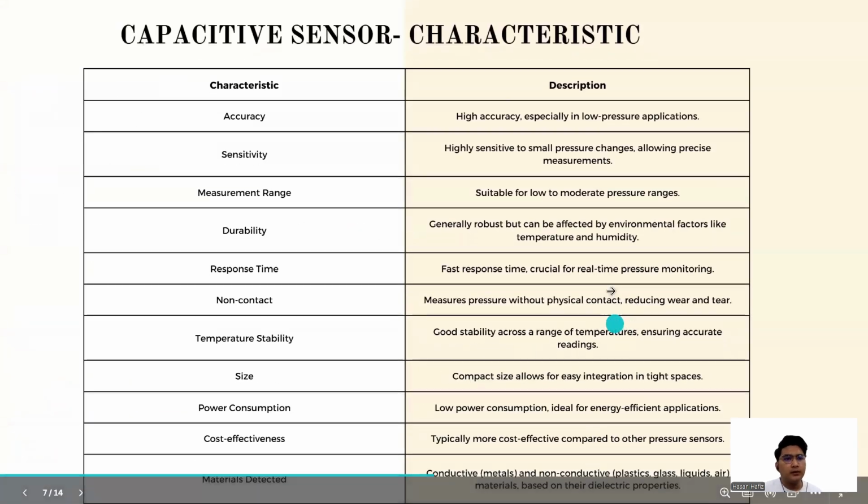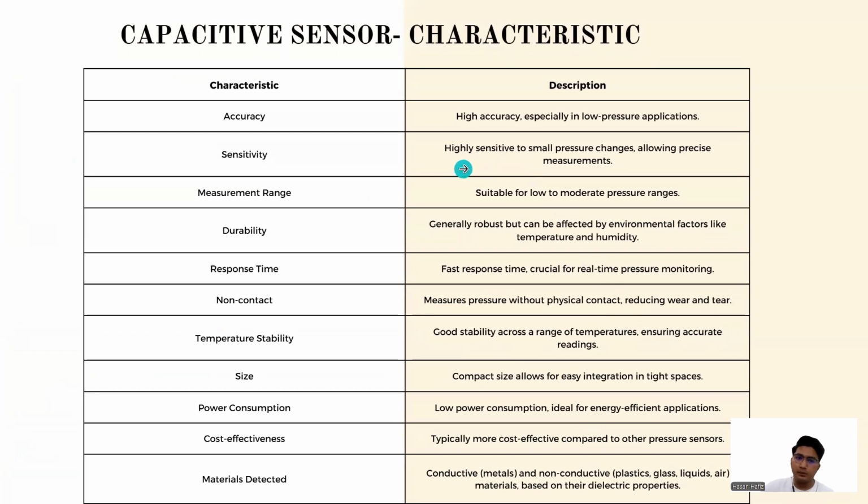So here is the characteristic about capacitance. It has a high accuracy, especially in low pressure application. As you can see, the example I gave about the tire pressure. And then the measurement range is suitable for low to moderate pressure range.